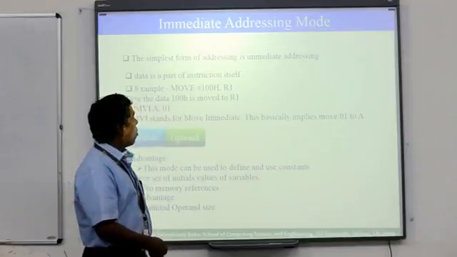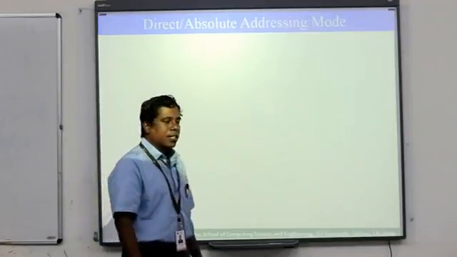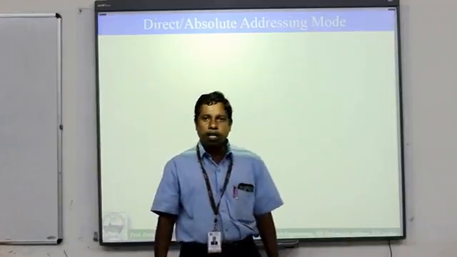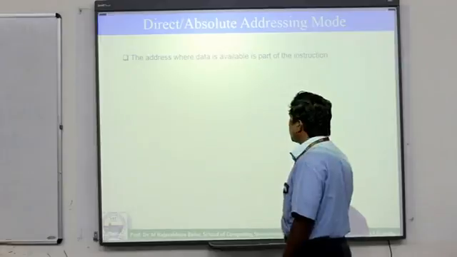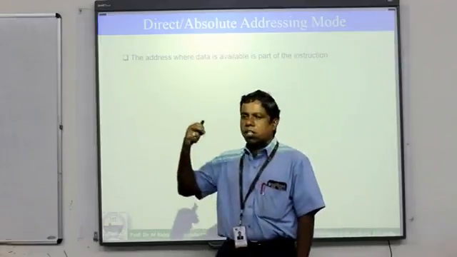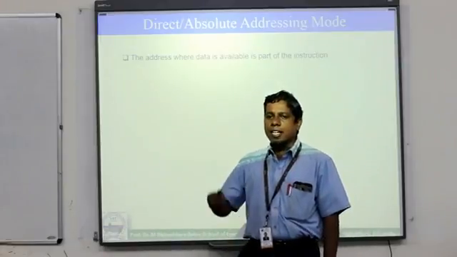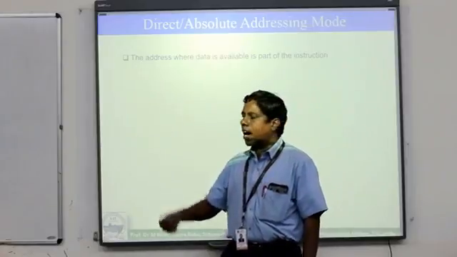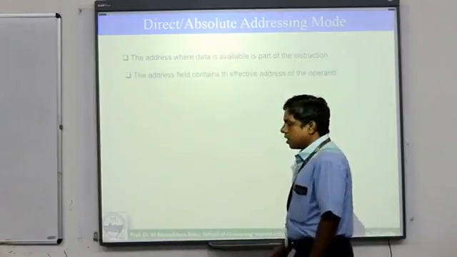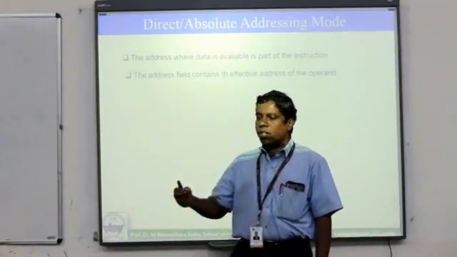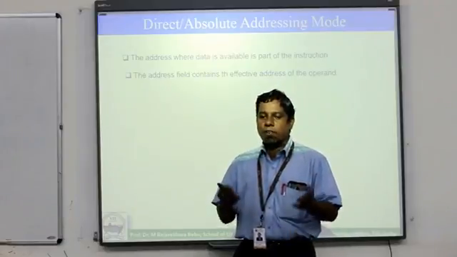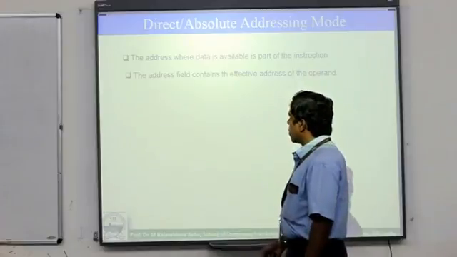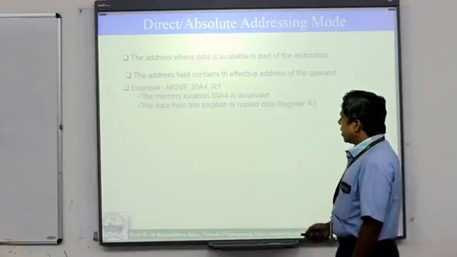That is why we move to the next addressing mode, called the direct addressing mode or the absolute addressing mode. In this mode, the data is available in the main memory, and the CPU goes there and gets the data from the main memory. Since the immediate addressing mode has the disadvantage that the operand size may not fit, we store the operand in the main memory.